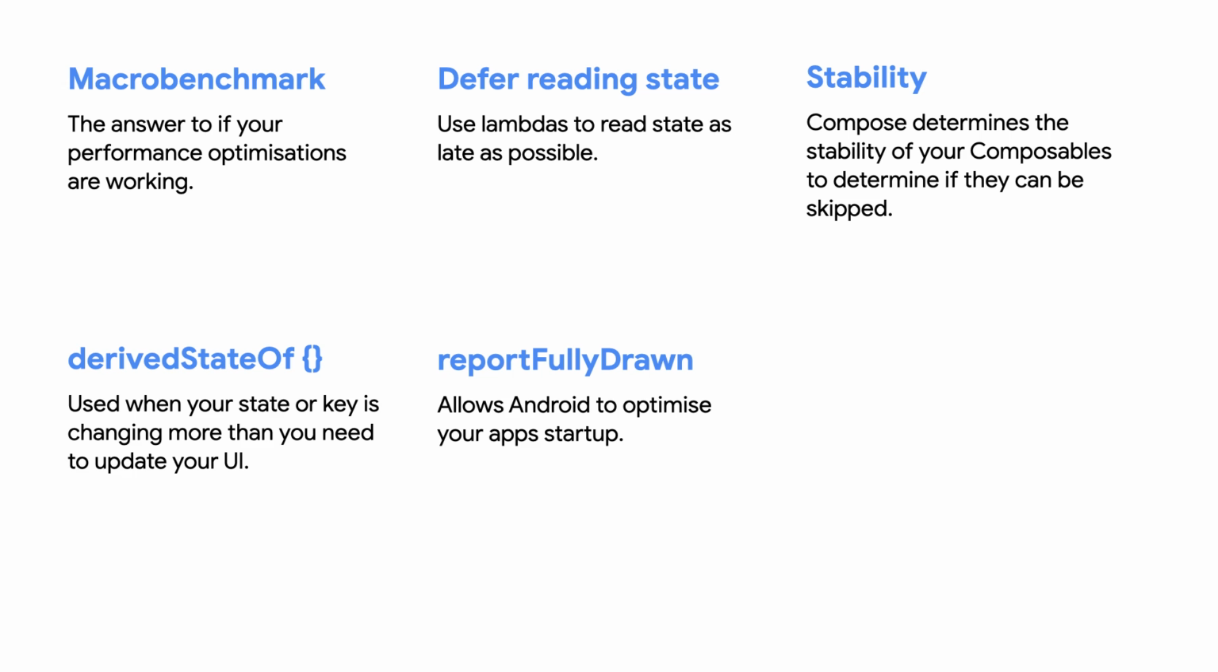And we're done. This talk had a lot of information. Here is a quick summary of what was covered. MacroBenchmark, the answer to if your performance optimizations are working. Defer reading state. Reading state as late as possible can help avoid recomposition. Stability determines which composables can be skipped. derivedStateOf, used when your state changes more than you need to update your UI. And reportFullyDrawn allows Android to optimize your app's startup.